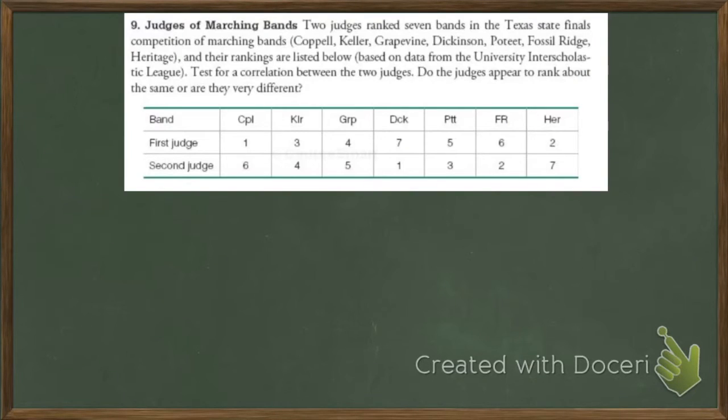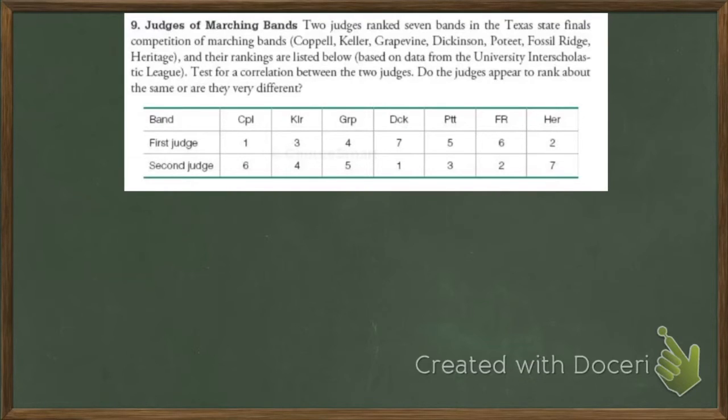Do what? We want to check to see whether or not these judges are scoring the same. In a wacky Texas competition of bands, these seven schools were ranked by these two judges. This is kind of important. We want to make sure that nobody's got a judge in their pocket.